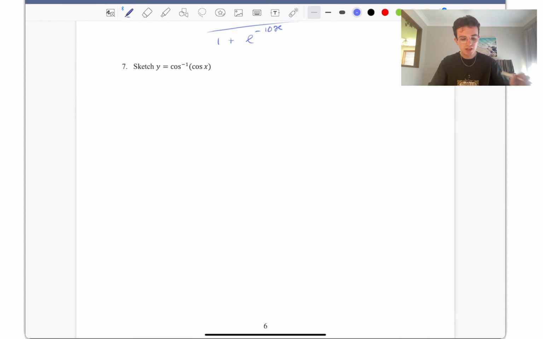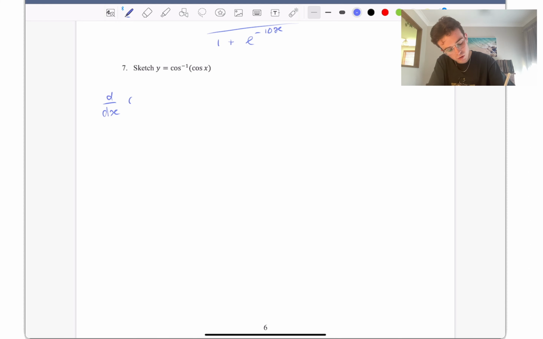We're going to sketch cos inverse of cos of x. When we're trying to sketch these graphs, we're going to start using our knowledge of calculus. So the first thing we might do here is differentiate, and then we also might use a table of values if that doesn't help us. So let's go d by dx of cos inverse of cos x.